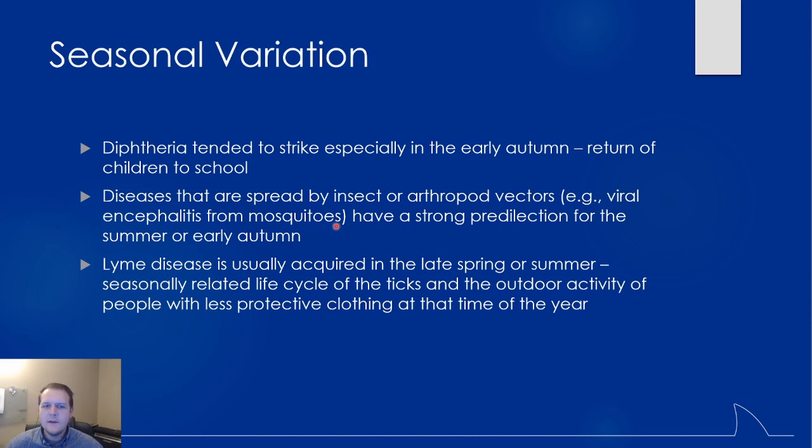If you're looking at diseases that are spread by insects or arthropods, right? If you imagine mosquitoes spreading certain diseases around, that tends to happen more in the summer or early autumn period, because that's when they tend to be a little more active. Or things like Lyme disease, which are tick acquired. Maybe you'll see that in the late spring or summertime when patients are outdoors in the woods doing things like that. They're also wearing less protective clothing because it's hot outside. All these things can have a seasonal effect on the incidence of disease.